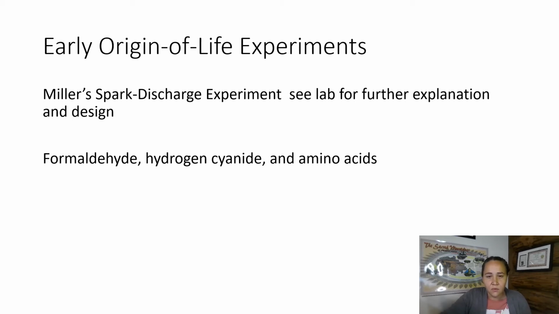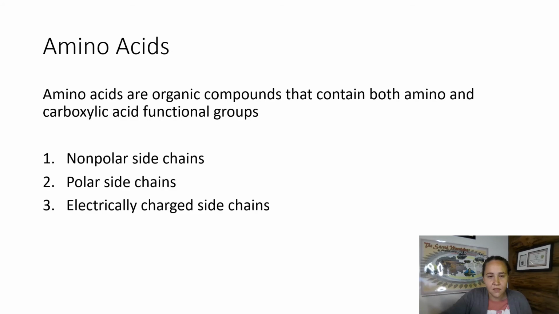experiment, we now know that we are able to produce biological compounds without life, only with heat and electrical current and gases. The products of the Miller spark discharge experiment that were of interest were the production of formaldehyde, hydrogen cyanide, and amino acids. Amino acids are organic compounds that contain both an amino and a carboxylic acid functional group.